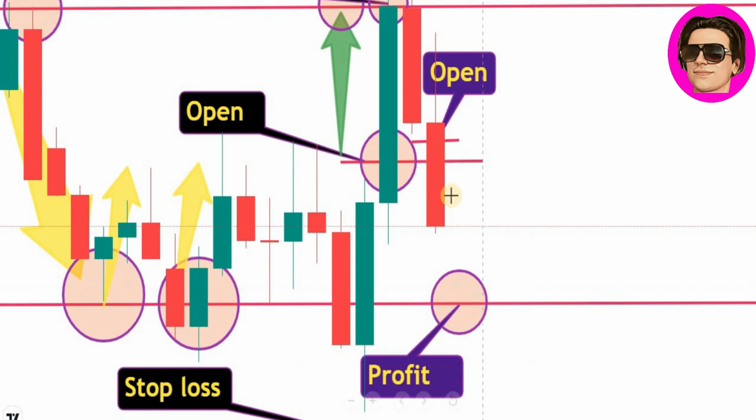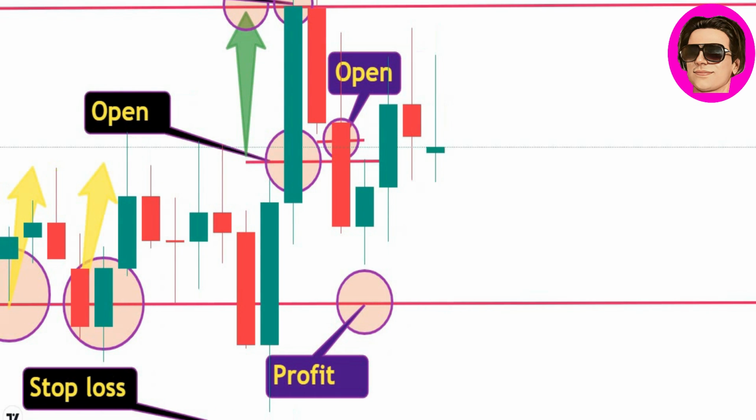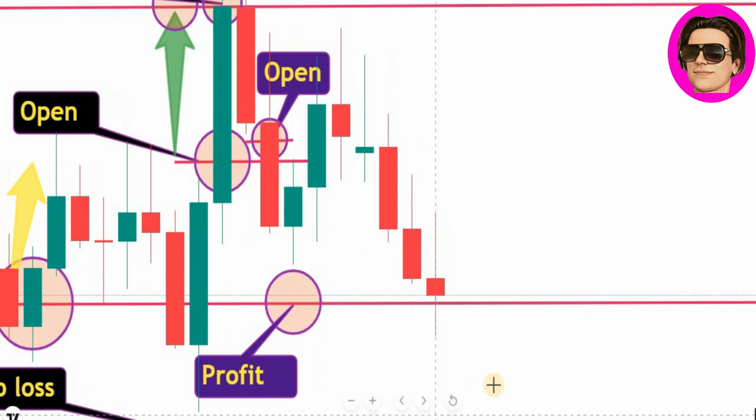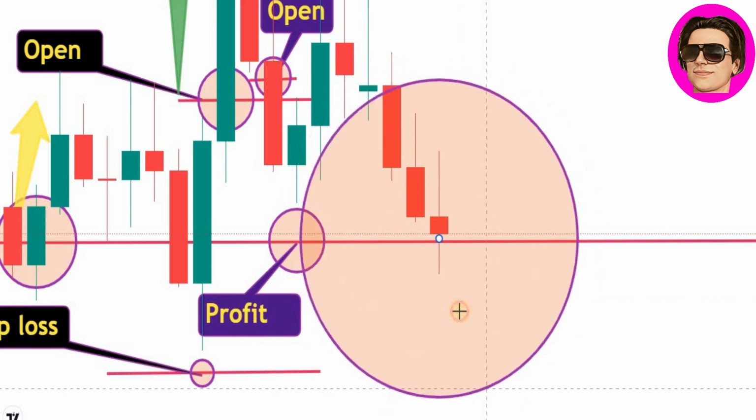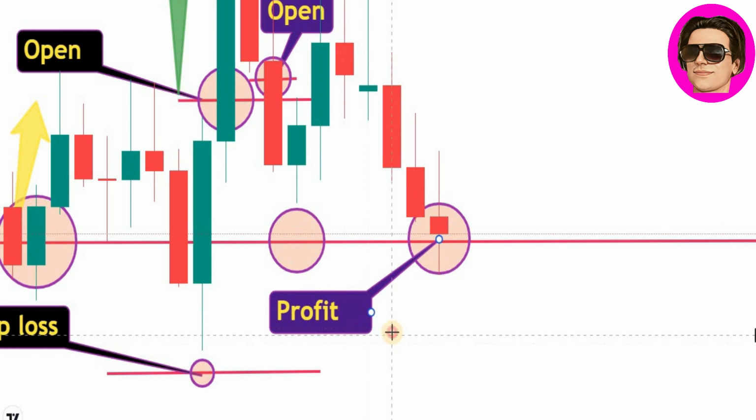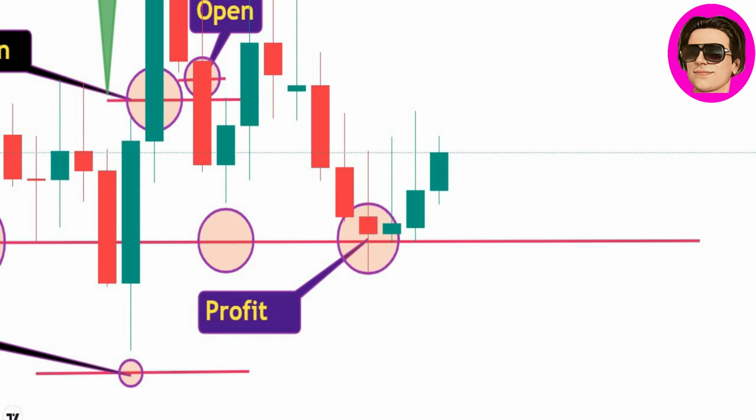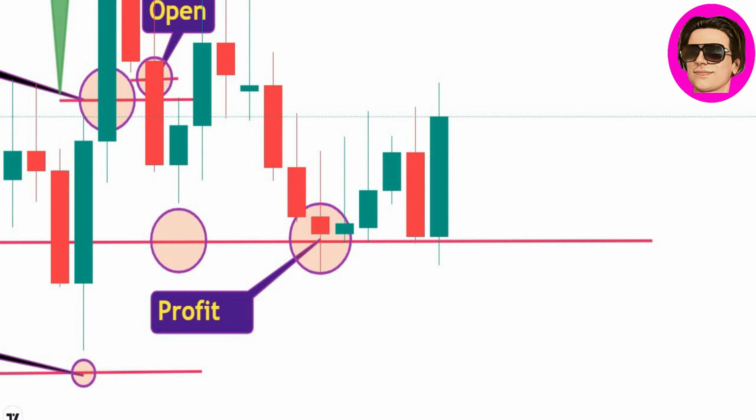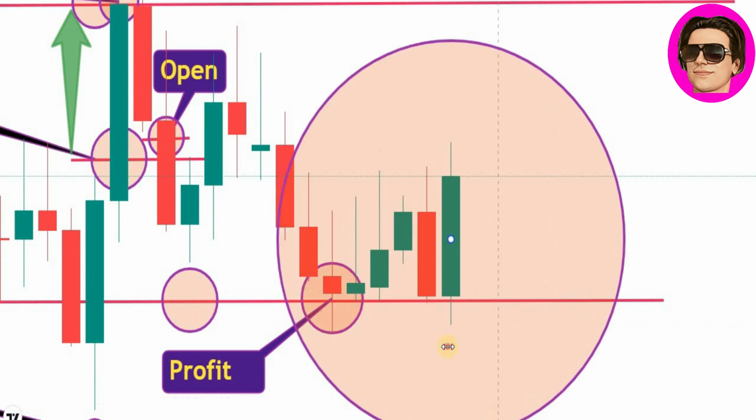Yes, active strategy and open position. This point. Next. Yes, take a profit. Yes, good position, good position. This position has a profit. Yes, this candle, green candle has a back price, has a back candle.